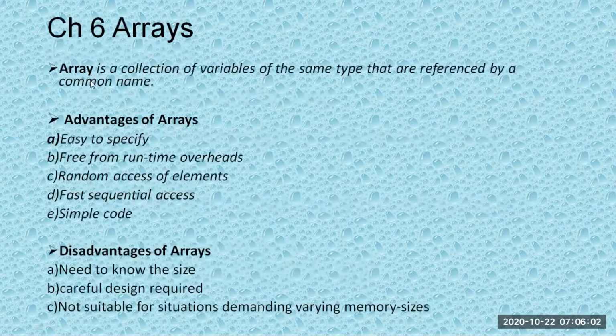So what is an array? An array is a collection of variables of the same type that is referenced by a common name. The advantages are that it is easy to specify, free from runtime overhead, allows random access of elements, fast sequential access, and simple code. There are some disadvantages also. You need to know the size in advance and careful design is required. Where the memory size is different, we cannot use an array.